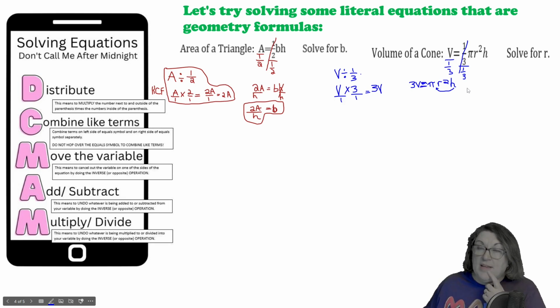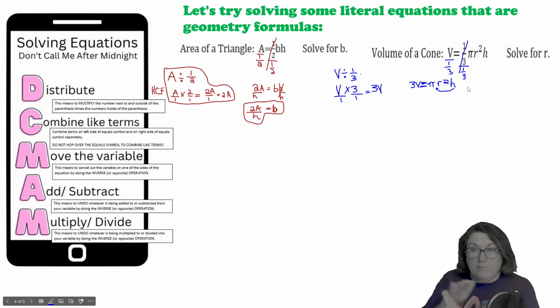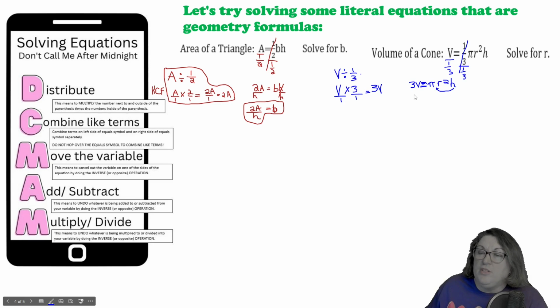And I'm going to do that because I know if it's multiply, I can move things around and still get the same answer. 3 times 5 is the same as 5 times 3, right? So I'm going to use that commutative property and just rewrite this equation like this. 3v equals pi times h times r squared.